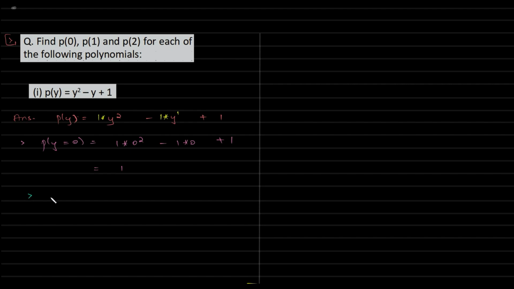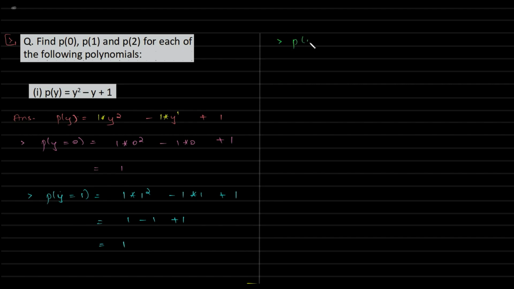Next is p of y is equal to 1. So 1 into 1 square minus 1 into 1 plus 1. So 1 minus 1 plus 1 is 1 itself.